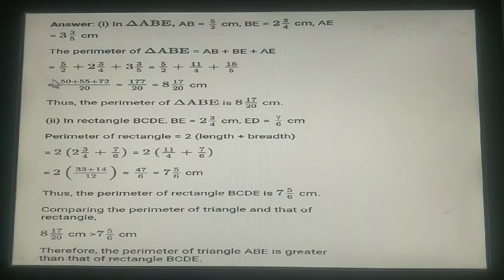So, just add all these numerators correctly and write the answer as 177 by 20, which we have found out as an improper fraction. Further, you will divide it and get the answer as 8 17 by 20 centimeters. Thus, the perimeter of the triangle ABE is 8 17 by 20 centimeters. Right?